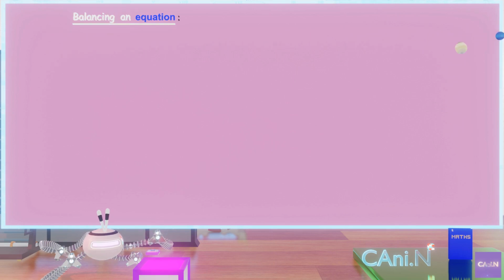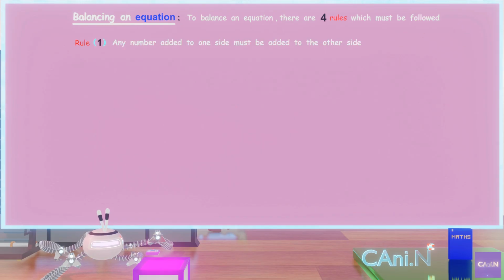Balancing of an equation. To balance an equation, there are 4 rules which must be followed. Rule 1, any number added to one side must be added to the other side. Example, x minus 2 equals 5. Now, if we add 2 on both sides, we can easily isolate x and find its value. So, x minus 2 plus 2 equals 5 plus 2.